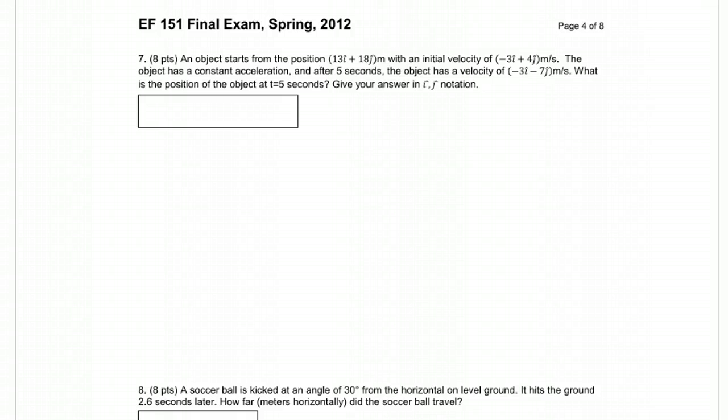Number 7 here is an object starts from a position with initial velocity, has constant acceleration, and after 5 seconds it has a new velocity. What's the position of the object at 10 times 5 seconds? Give your answer in IJ notation.